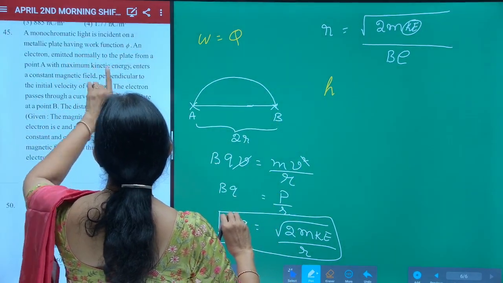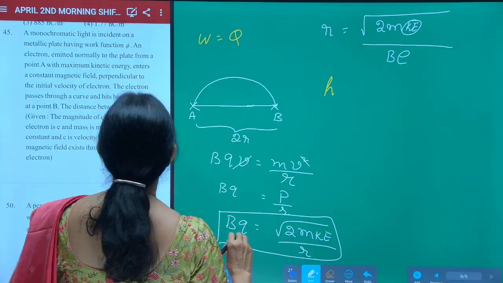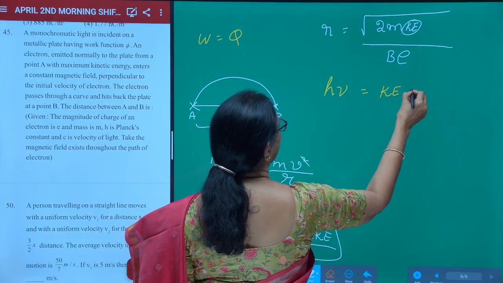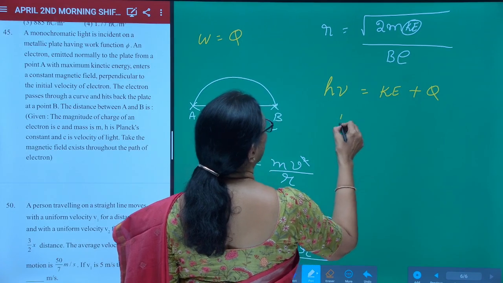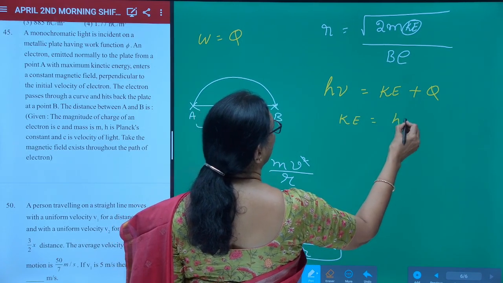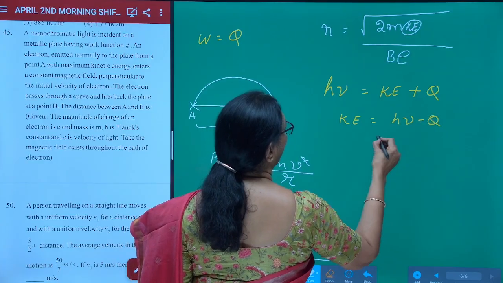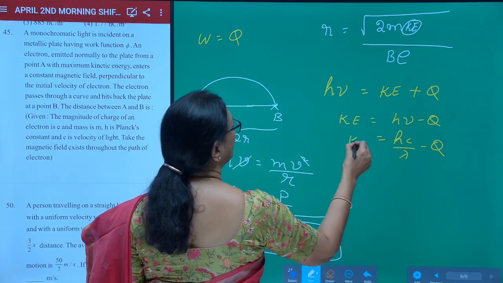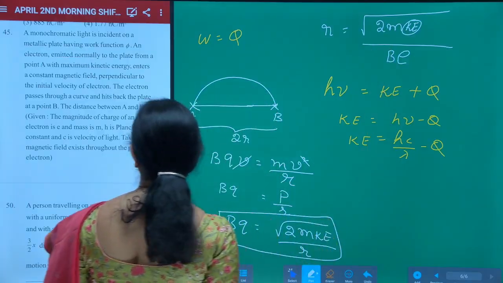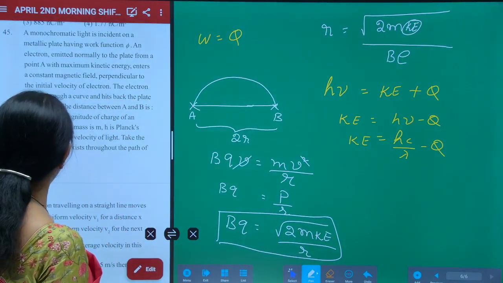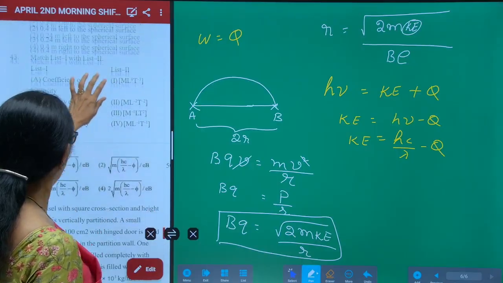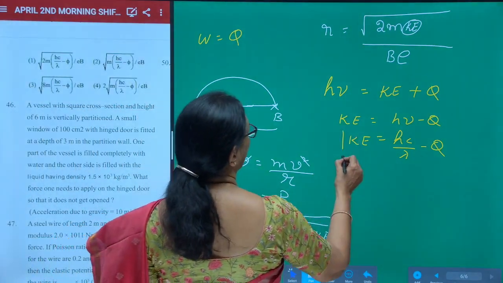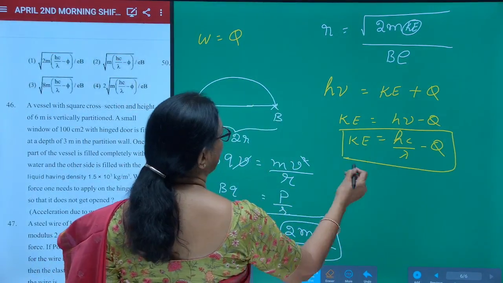monochromatic light is incident on a metal plate having work function. So, this is H nu, that is equal to kinetic energy plus work function. So, kinetic energy is equal to H nu minus phi, or Hc by lambda minus phi, and just you need to substitute that over there. So, here you have to see the options and decide the answer. So, here kinetic energy is replaced by this expression.